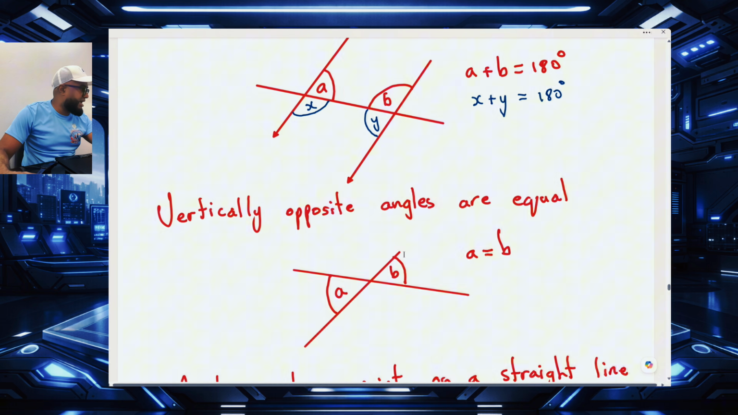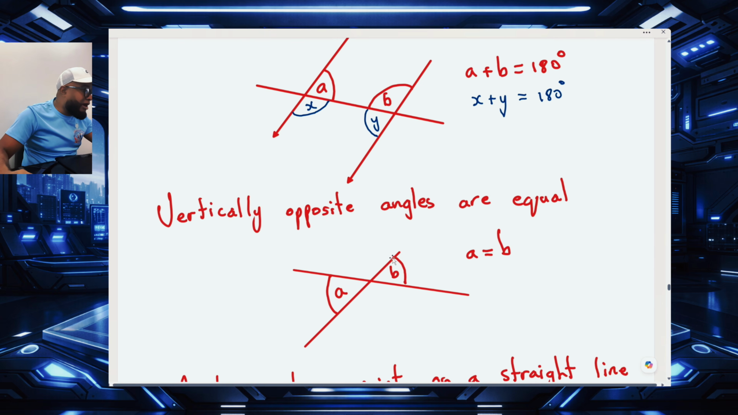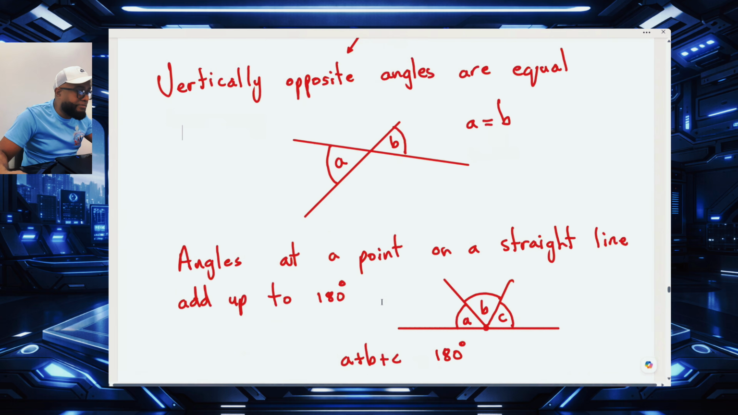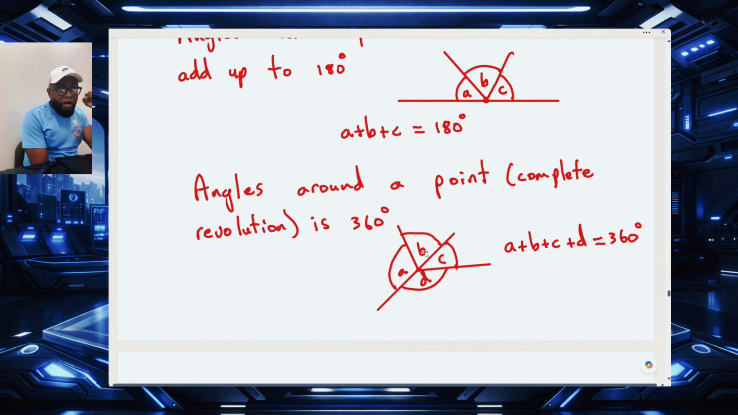Vertically opposite angles are equal, meaning that if you have an X, the angle on one side is equal to the angle on the next side. The angle on top here is also equal to the angle under here. Angles at a point on a straight line add up to 180 degrees. Angles around a point, a complete revolution, would be 360 degrees. So you have a point here, all these angles around here add up to 360.